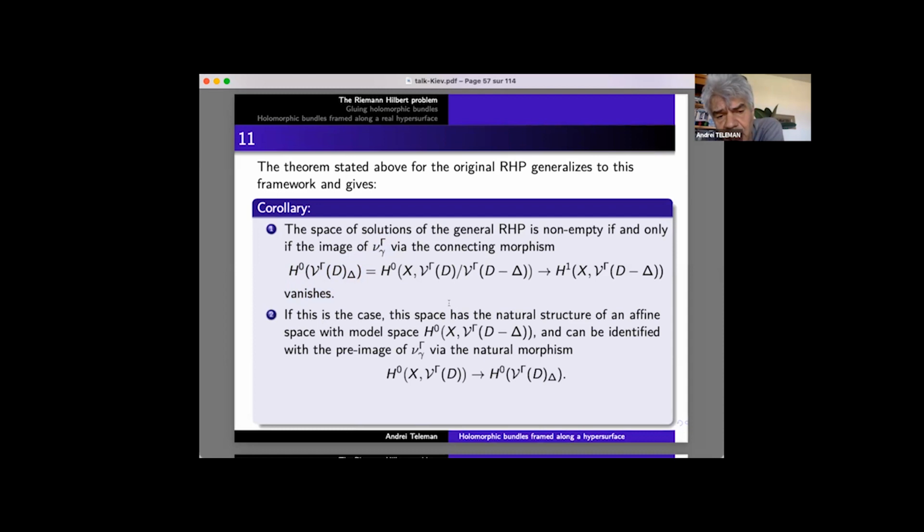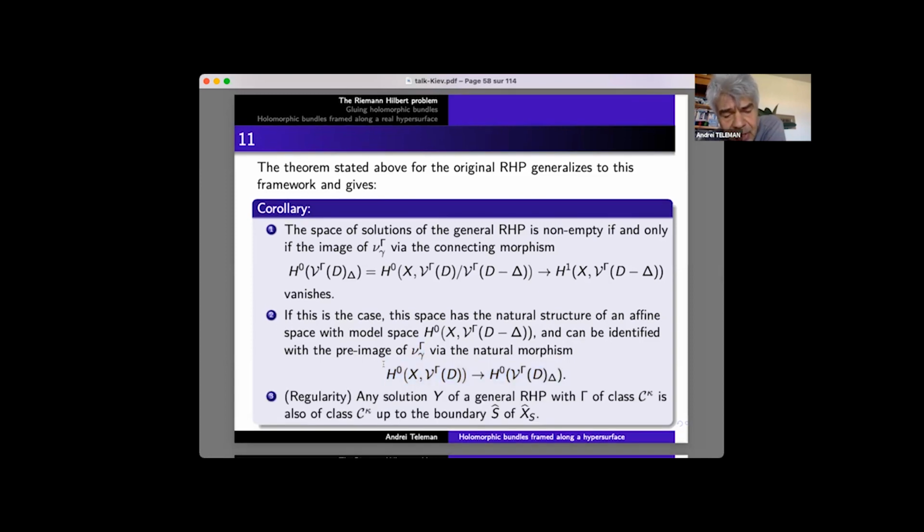And if this existence condition is satisfied, then again, the space of solutions is an affine space. I can specify the direction space of this affine space, and I can say with precision what it is. The space of solutions is a pre-image of the section in the torsion sheaf associated to gamma via the natural morphism we have between these H0 spaces.